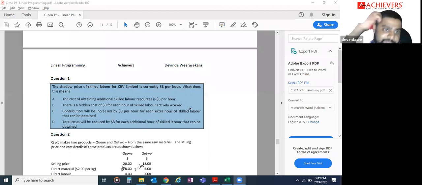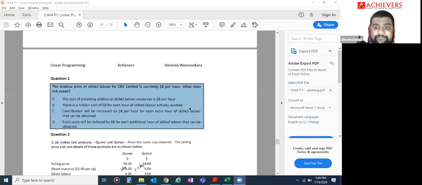The shadow price of skilled labor for CBV Limited currently is $8 per hour. What does this mean? A. Cost of obtaining additional skilled labor is $8 per hour. There is a hidden cost of $8 for each hour of skilled labor that is actively worked. Contribution will be increased by $8 per hour for each extra hour of skilled labor that can be obtained. Total cost will be reduced by $8 for each additional hour of skilled labor that can be obtained. What is the answer?